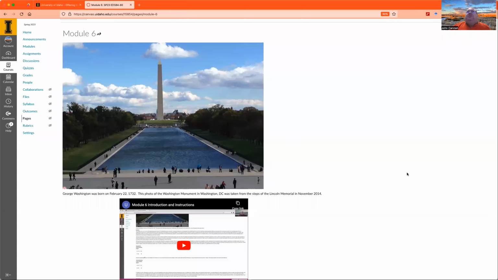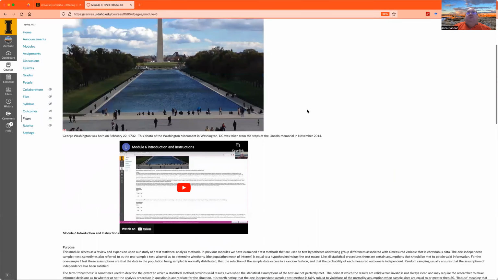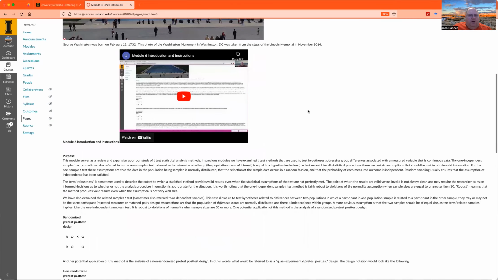There you go. There's a screen. The picture I'm sharing is of the Washington Monument. It was taken actually from the Lincoln Memorial, looking east toward the Washington Monument back in November of 2014 and in the fall. And good picture, beautiful day in DC when I took the picture. So let's go ahead, we'll get going.